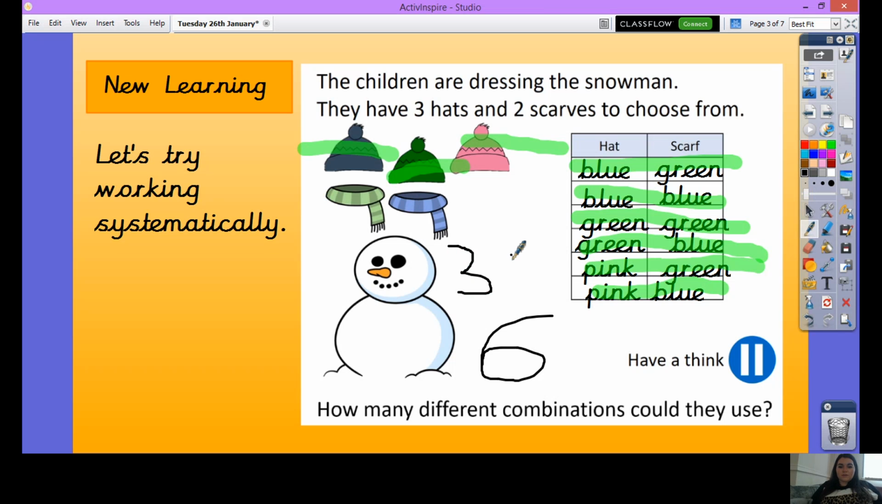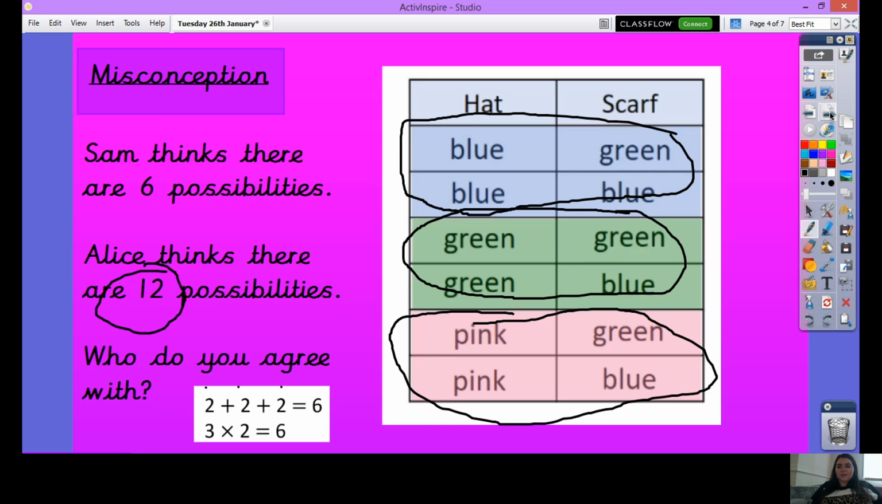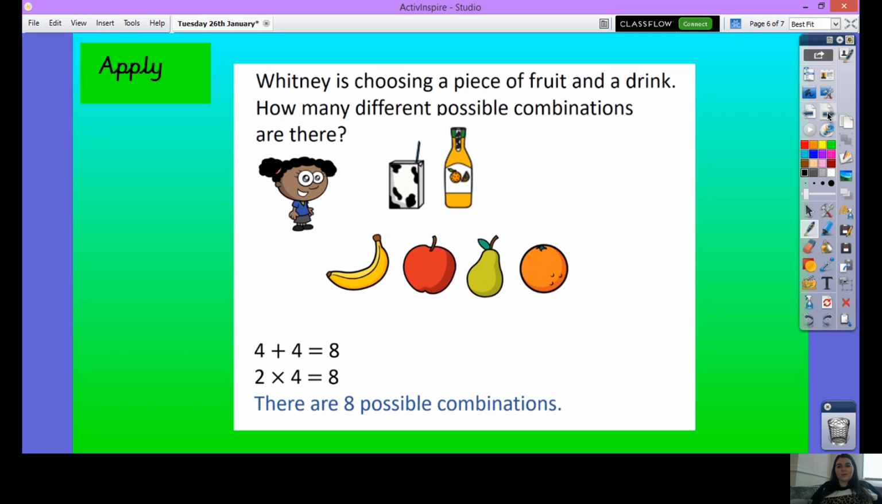And I had 2 scarves. So 3 hats that could have had 2 different scarves. 3 times 2 gave me the answer of 6. Now you can start to see we don't have to do the table.